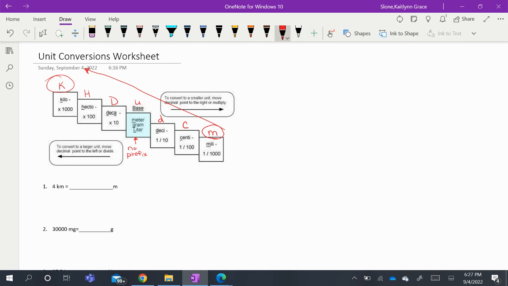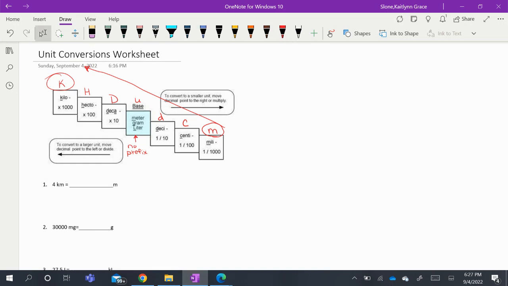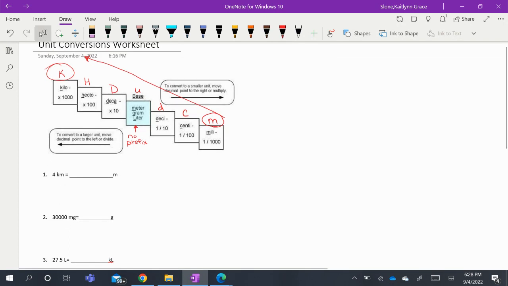So how do we use this? All you do is find what units you are currently in. So, for example, number one, we are in kilometers, so we are up here starting with kilo. And where do we want to end up? We want to end up in meters.